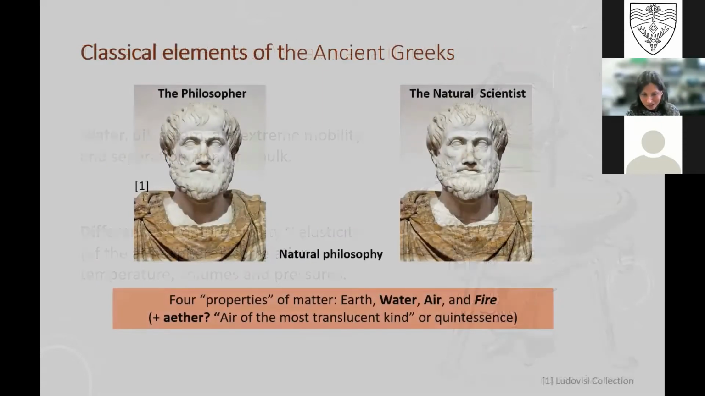Then in Greece, I have to just talk about the four properties of matter, or the classical elements put in the words of Aristotle, more or less. When a philosopher, or their philosophy, was kind of the same as natural science, it was called natural philosophy. So we have four properties of matter: earth, water, air, and fire. Of course you can see there how important fluids were even at the time.